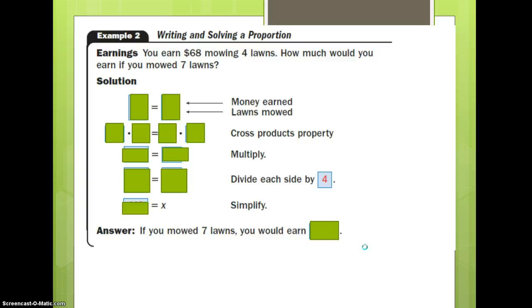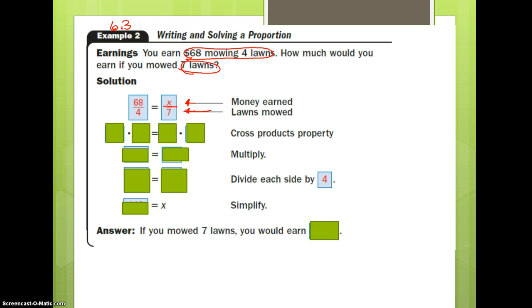Let's try example 2 on 6.3. You earn $68 mowing 4 lawns. How much would you earn if you mowed 7 lawns? Okay, we're going to set up the two fractions. $68 mowing 4 lawns was the first fraction. So $68 is the money you earned, so that's your money. And again, the numerators have to relate to each other, and the denominators have to relate. 4 is the lawns mowed. If I know that I mowed 7 lawns, does that go in my numerator or denominator? Well, lawns is in the denominator, so it's 7 in the denominator.